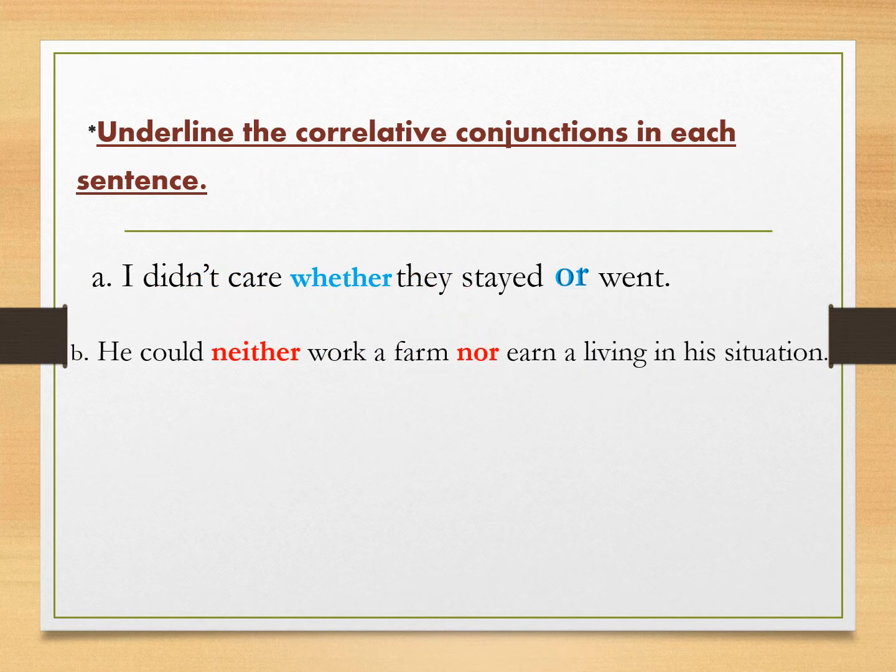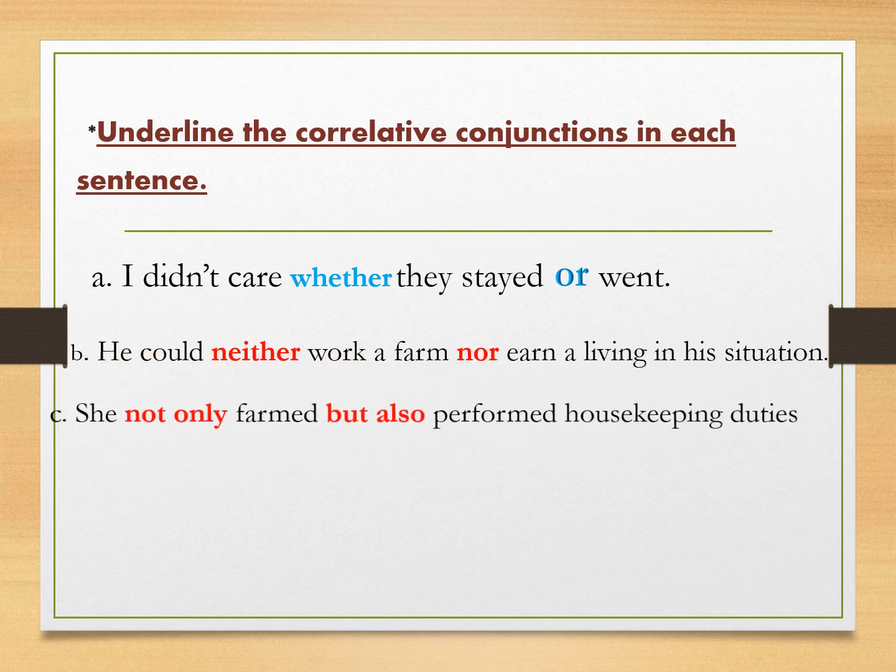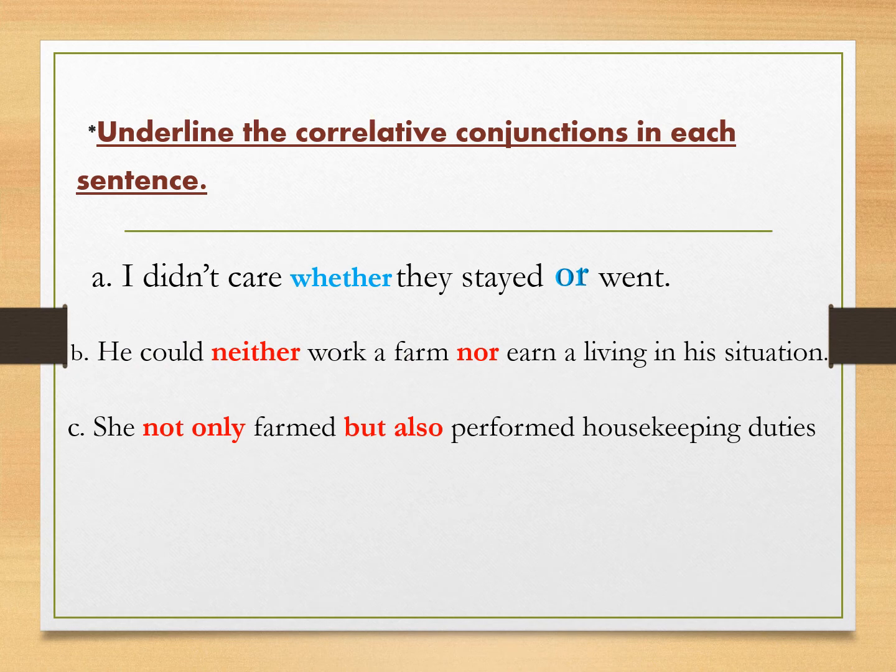Number 2, he could neither work a farm nor earn a living in his situation. So, who can tell me where is a correlative conjunction here? Yes, neither nor. Exactly. She not only farmed but also performed housekeeping duties. So, our correlative conjunction is not only but also.